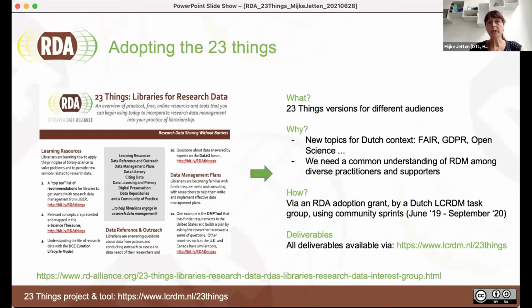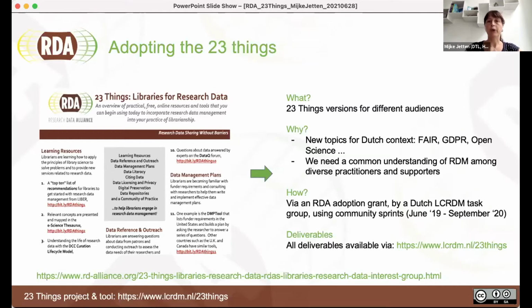So I hope you recognize on the left the original 23 Things. These were drafted for libraries, for librarians, to help with research data management. And what we did, via an RDA adoption grant, was get the opportunity, sponsored by the RDA, to adjust the 23 Things to more than only the library audience. We also got the opportunity to update it for the Dutch context, but I think the updates that we made are relevant for the full global context. There's not that much Dutch about it.